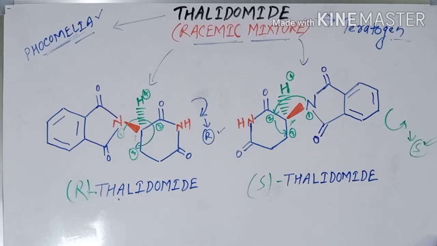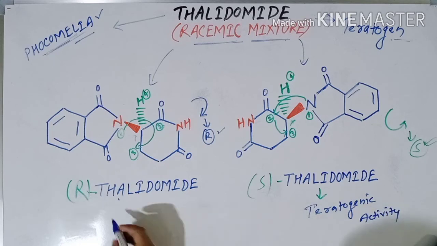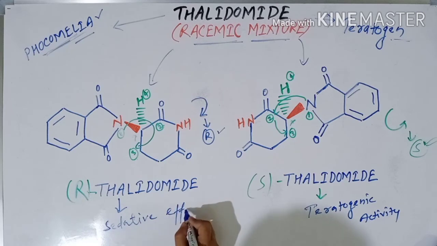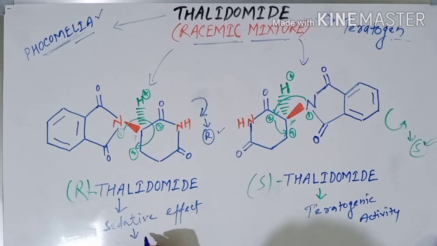Now it was found that this S thalidomide is responsible for its teratogenic activity, and this R isomer is responsible for its sedative effect. Sedative effect means this R thalidomide can be used for the treatment of what? Nausea and vomiting, your morning sickness.